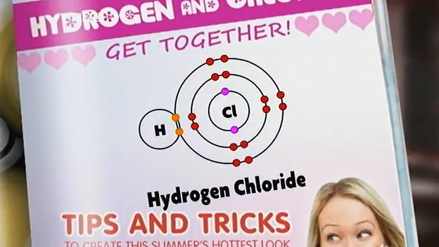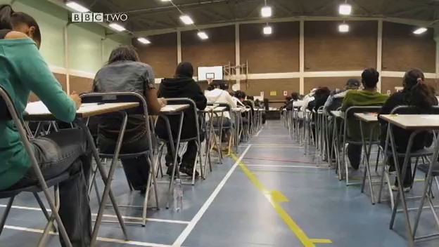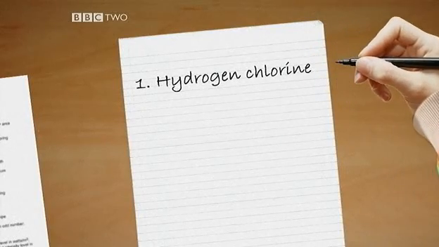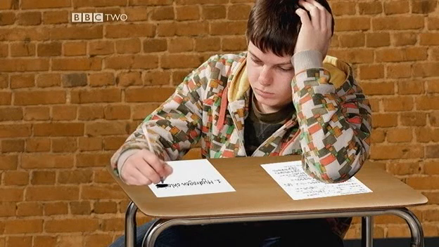Remember, 2 electrons fills the first energy level and 8 electrons fills levels 2 and 3. The combined molecule is called hydrogen chloride. The N of chlorine becomes a D in chloride, just to trip you up when you're doing your exam.